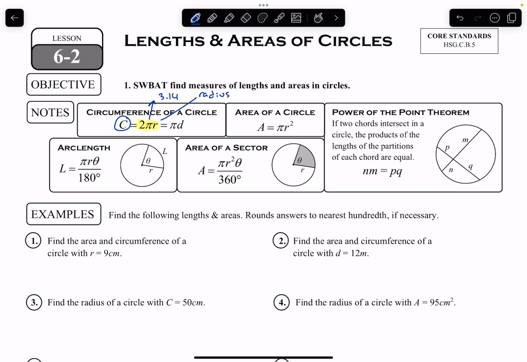Area of a circle. A stands for area. Pi is pi, or 3.14 again. Radius is the R again. And squared is squared. It's what it always is.